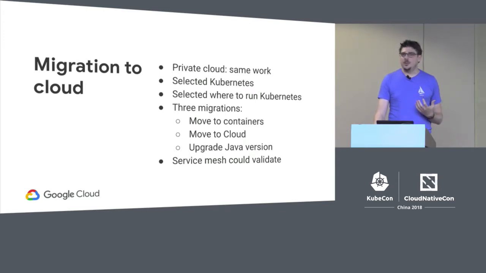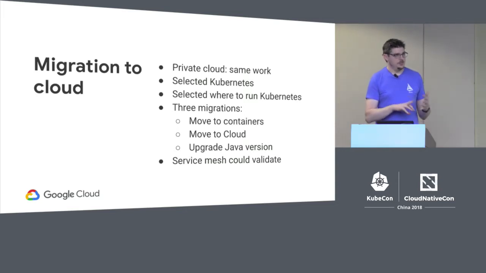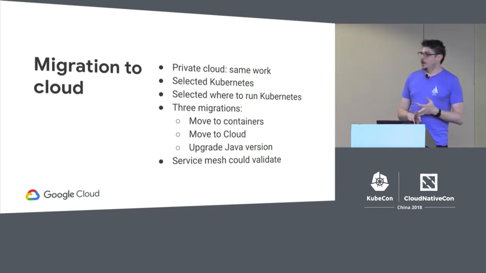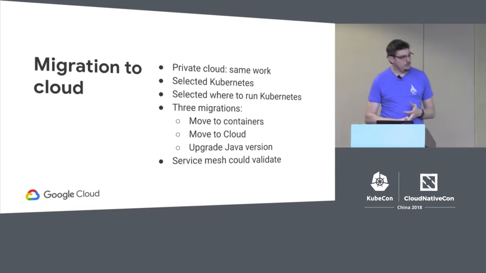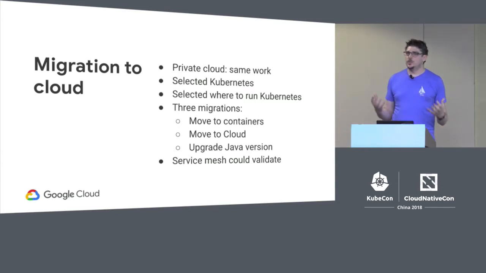But they needed to make 3 migrations all at the same time. They needed to move to containers for Kubernetes. They had to move to cloud. And they also needed to upgrade their Java version at the time. So they thought that a great way to validate everything worked at the end of this would be using a service mesh.